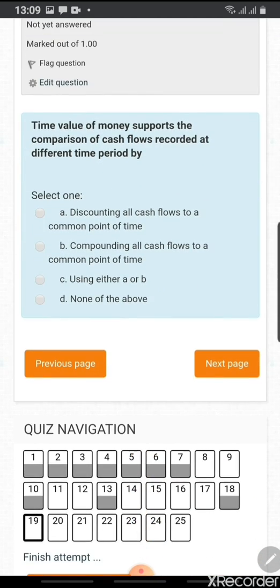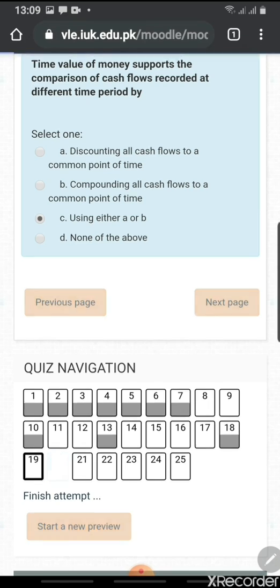Time value of money supports a comparison of cash flows recorded at different time periods by. So over here we have discussed different kinds of concepts. So discounting and compounding are both parts of time value of money. So it has to be either A or B. The correct answer is C.